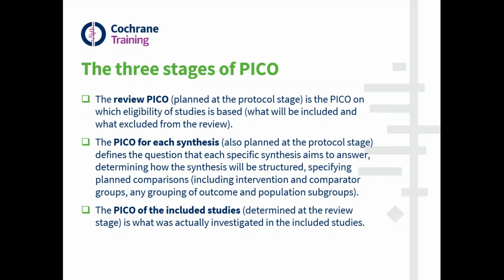But then we mustn't forget that we need to think about the PICO of the included studies. Actually, what did we end up with? Sometimes we may start off looking for a particular PICO, but the PICO of the studies that we end up with in the review might actually be a considerably smaller subset of what we were looking for. And that will have implications for the conclusions that we can draw from the review. So it's one of those things that we should bear in mind.